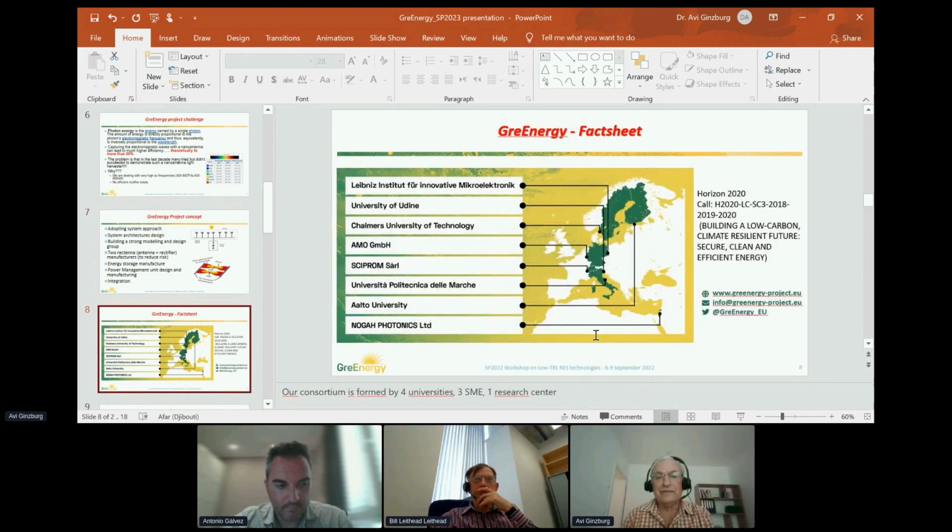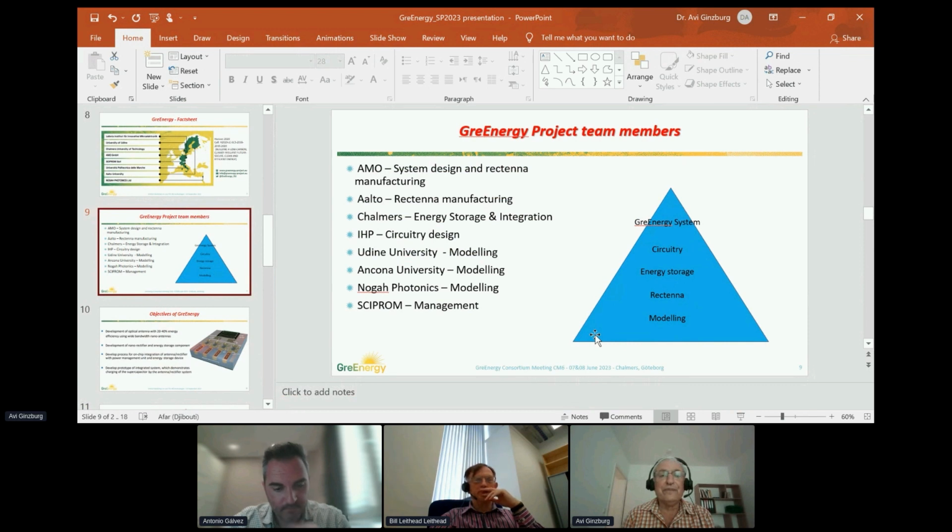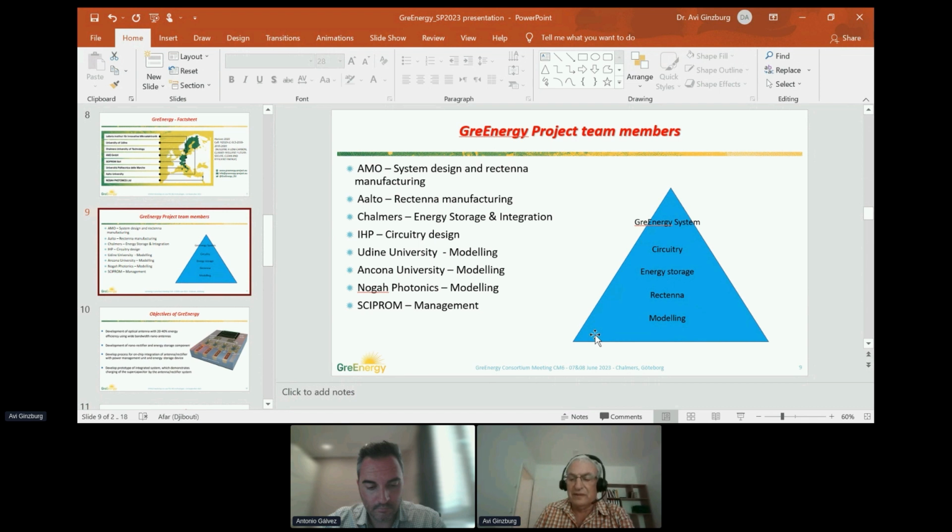Our group consists of a few universities and research institutes around Europe and in Israel. AMO, which I'm coming from, is the system design of the overall system, of course, and the manufacture of the Rectenna. Aalto University in Finland, they are the second group that are manufacturing the Rectenna. Chalmers University in Sweden is authorized to do the energy storage and the integration, and IHP Research Institute in Germany, they are designing the circuitry. Udine University in Italy, Ancona University in Italy, Noga Photonics from Israel, the strong modeling group that we put together, and Cyprom is the management company.